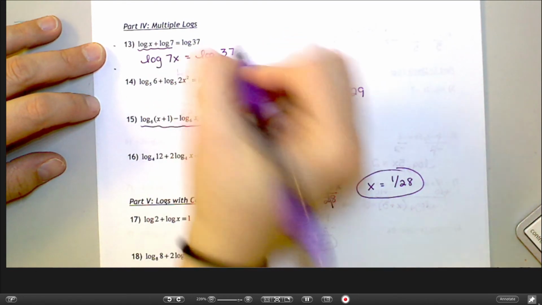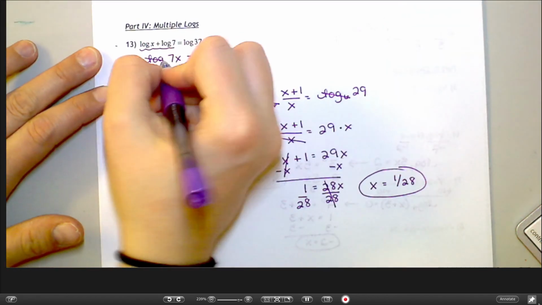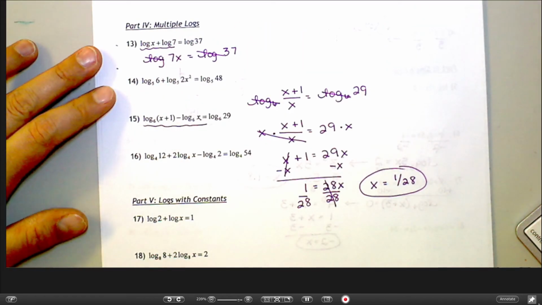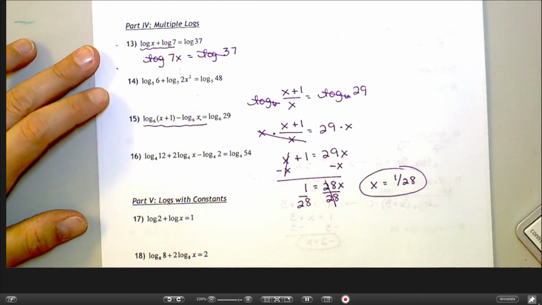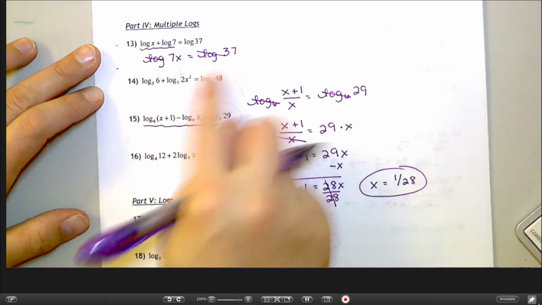The base there is actually 10, but it doesn't matter because what I'm about to do is get rid of those logs anyway. So then you would have 7x equals 37 and you would divide by 7. I would not divide by log of 7 because the log of 7 is attached with addition. I guess you could have subtracted log of 7, but I think this way is cleaner.